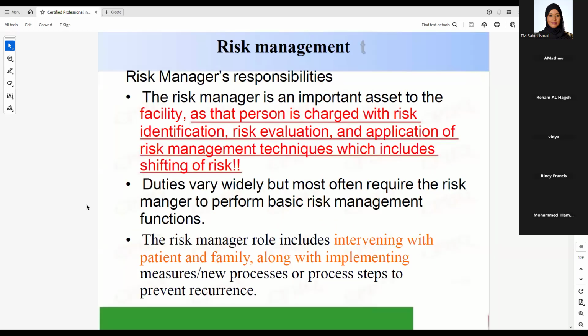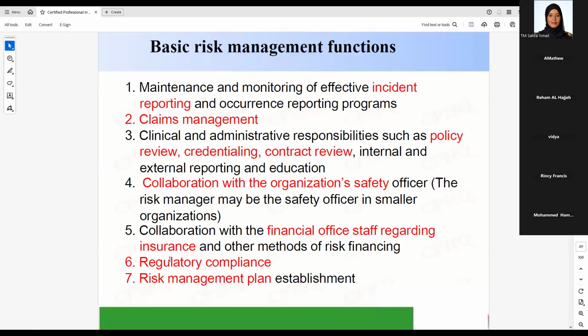The risk manager responsibility. The risk manager is the person in charge of risk identification, evaluation, and application of the risk management technique, which includes shifting or transferring the risk. Duties vary widely, but most often require the risk manager to perform basic risk management functions. The role includes intervening with patient and family, along with implementing measures, new processes or process steps to prevent recurrence of a certain risk.